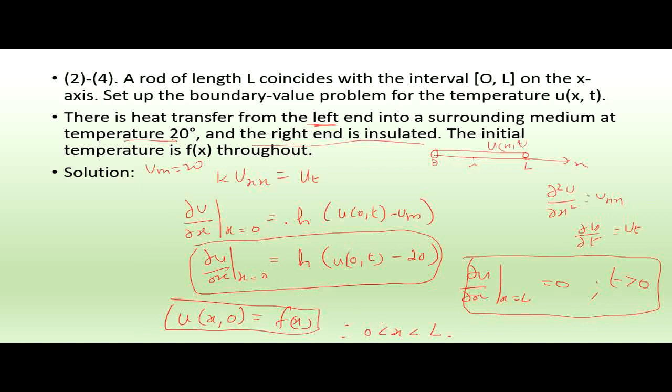So that's the complete problem. This is the one dimensional heat equation, and these two are boundary conditions, this one is the initial condition. We are done. One more problem of the same case, and we'll conclude this chapter.